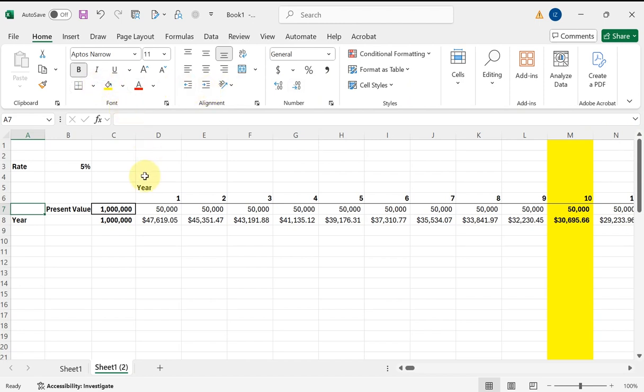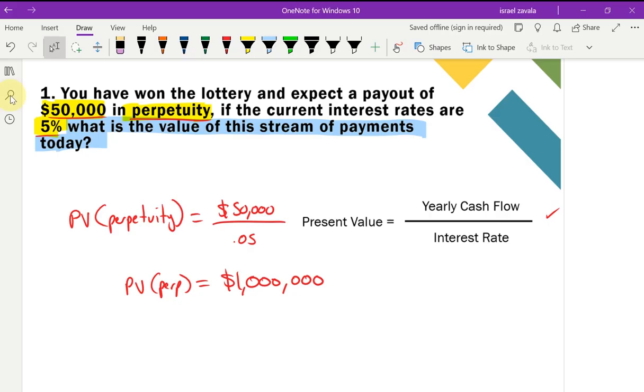So this avoids you having to do every single one of these, which we could only really do in Excel. So that is exactly what the present value formula is telling us, right? It's the sum of all of those, the entirety of an infinite amount of $50,000 payments every year, discounted back at 5%, is only worth $1 million in hand today. I hope that was clear.